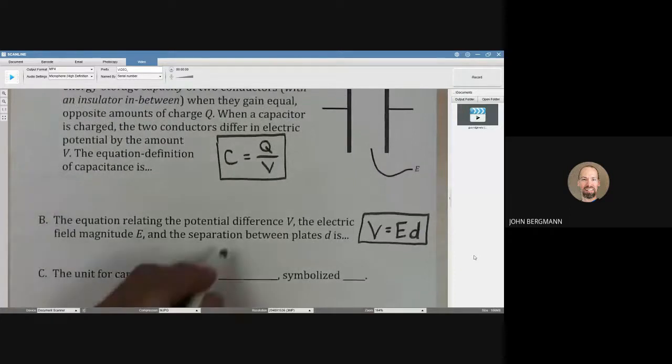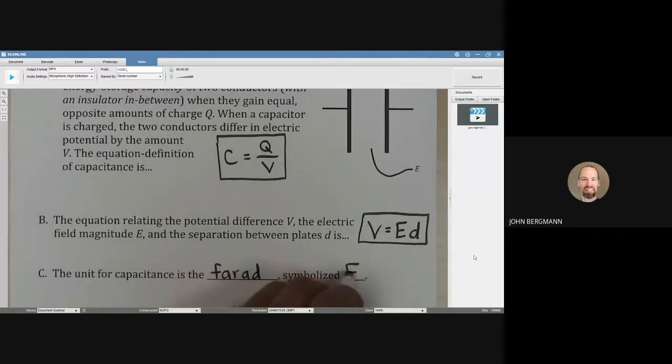The unit for capacitance is the farad, named after Michael Faraday, symbolized by capital F. A farad is a pretty large amount of capacitance, so often capacitance is going to be in microfarads or nanofarads, but that's the basic variable.